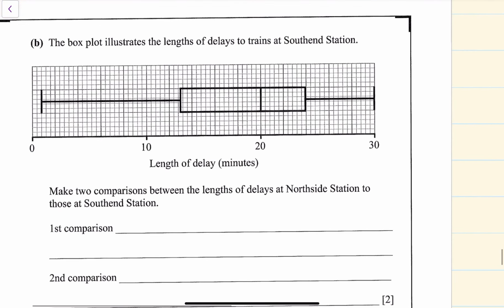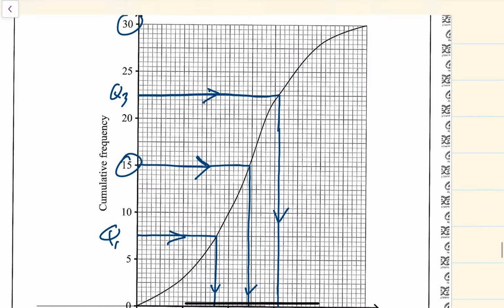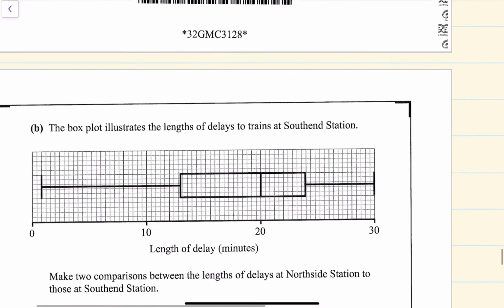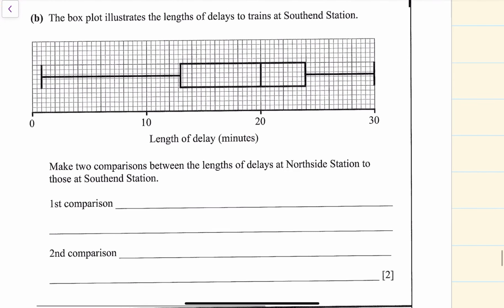The box plot illustrates the lengths of delays of the trains at Southend Station. Ours was Northside Station, now Southend Station. Make 2 comparisons. Okay, right. You're really looking at the median. You're comparing the median. The median is bang on 20 by the looks of it. Your Q1, and then your Q3.